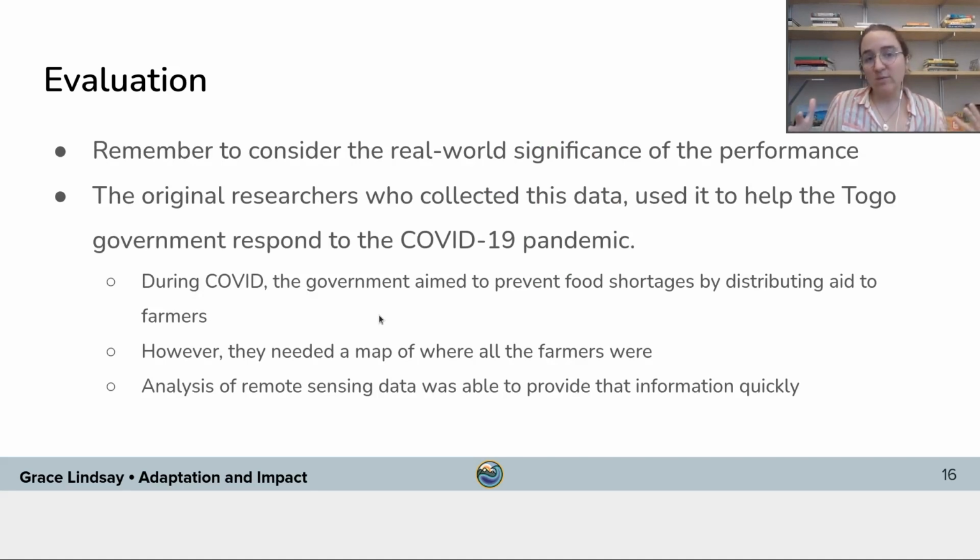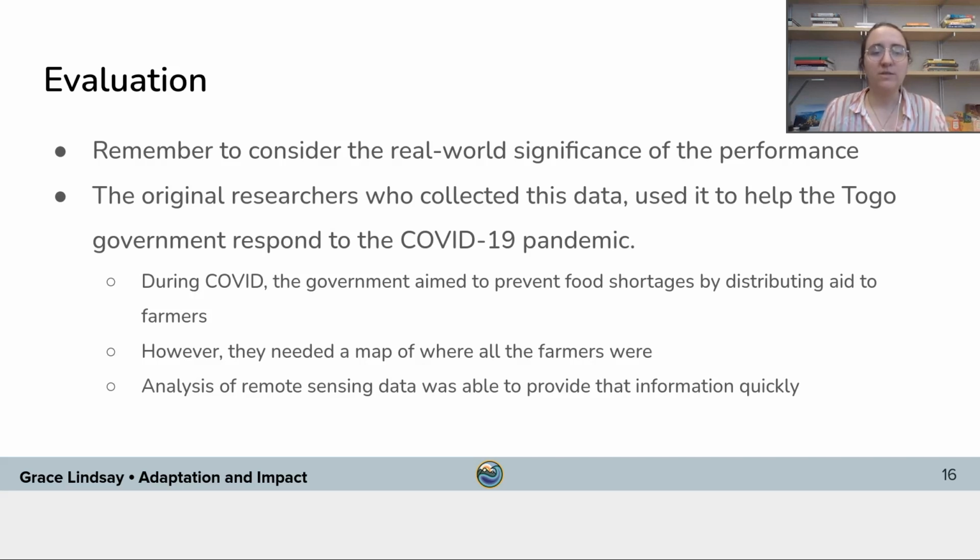So when you're working with this data set, do think about the real world significance of the performance. In the paper where this data set was originally published, the authors actually used it to help in response to the COVID-19 pandemic. So at the start of the pandemic, the government of Togo was trying to prevent food shortages by distributing aid to farmers, but they didn't know where all the farmers were. They needed to be able to find where people are growing crops so that they can give them aid to help them in their agricultural needs and make sure that there aren't food shortages.